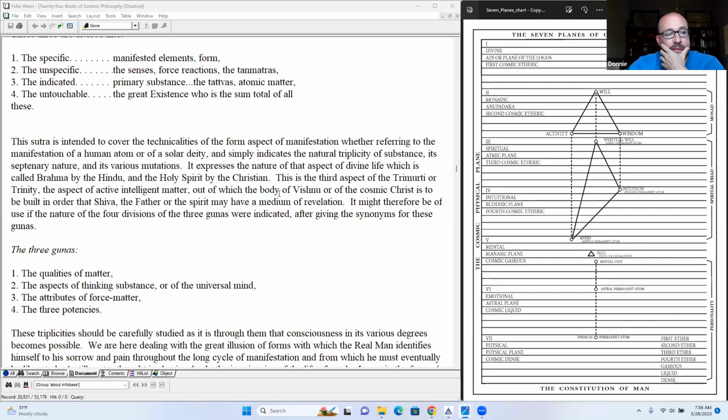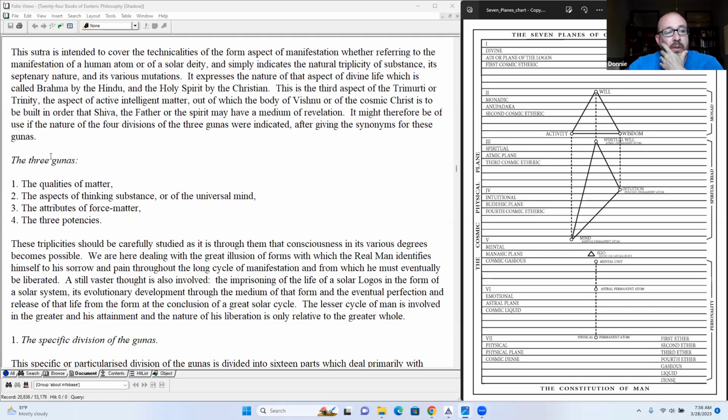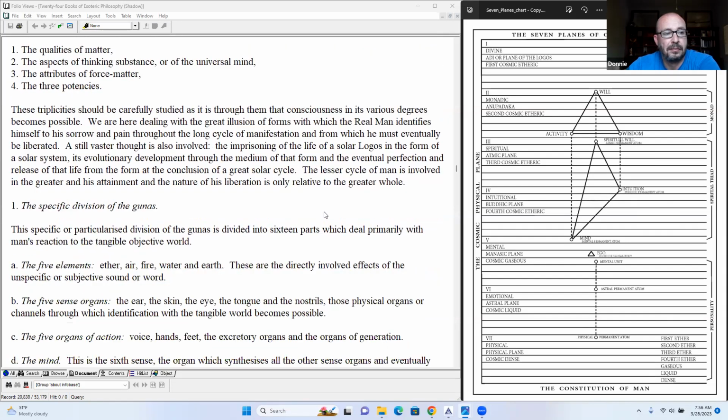So very important stuff. The three gunas, it might therefore be of use if the nature of the four divisions of the three gunas were indicated after giving the synonyms for these gunas. The three gunas, the qualities of matter; two, the aspects of thinking substance or of the universal mind; three, the attributes of force matter; and four, the three potencies. These triplicities should be carefully studied, as it is through them that consciousness in its various degrees becomes possible.